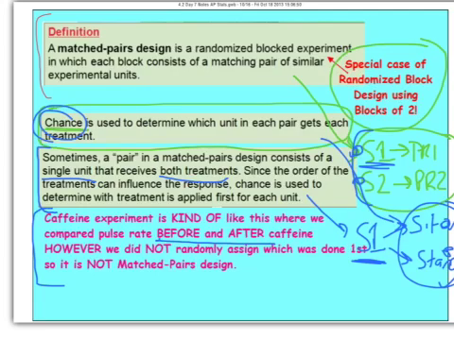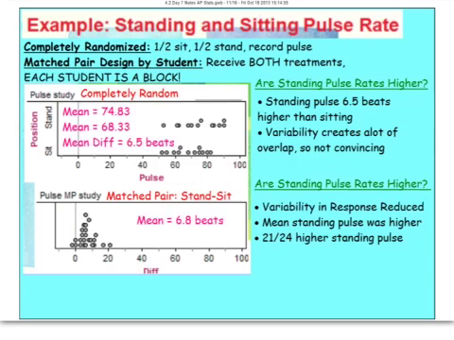And I just want to show you two examples of what this would look like. Okay, here's one I talked about just a little bit ago, the standing and sitting pulse rates. What they would do for this is you could do a completely randomized design.